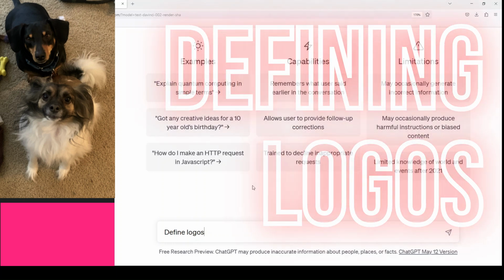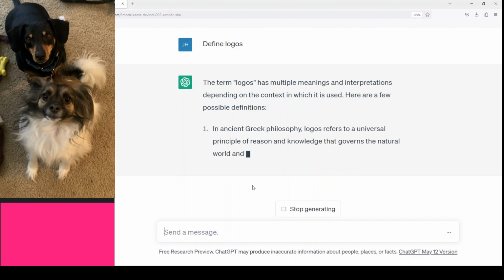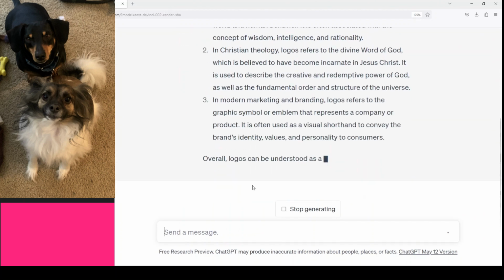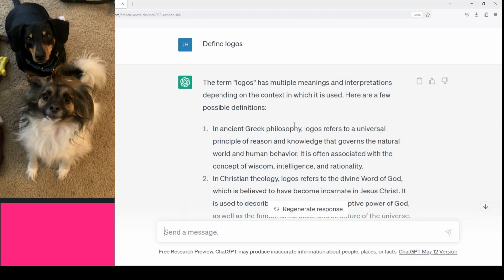Let's see how well ChatGPT can define logos. All right, ChatGPT gave us a bit different definition than I thought it was going to. It defined logos as having multiple meanings and interpretations.